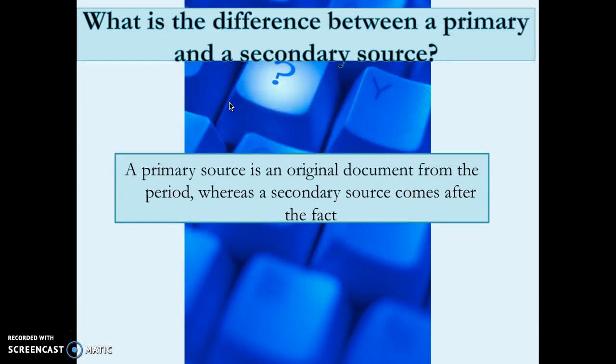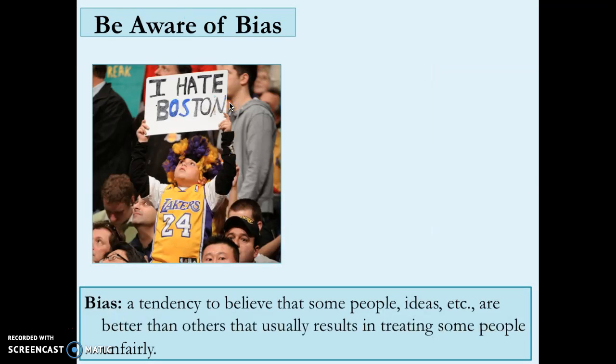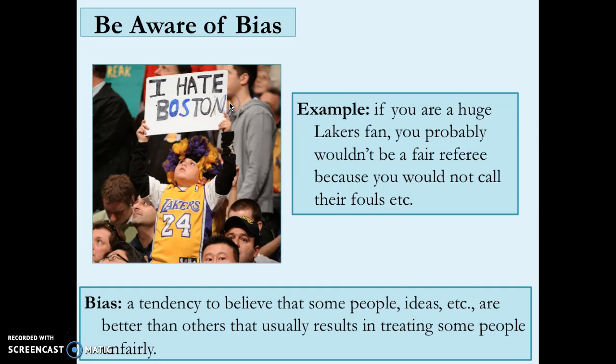So what is the difference between a primary and secondary source? A primary source is the original document from the period, whereas a secondary source comes after the fact. This is super important. We have to be aware of bias. Bias is a tendency to believe that some people's ideas are better than others and usually results in treating people unfairly. It also could result in retelling a story differently based on the bias.